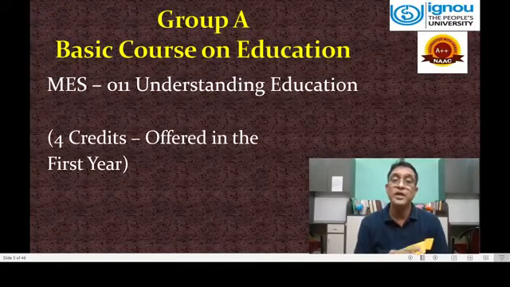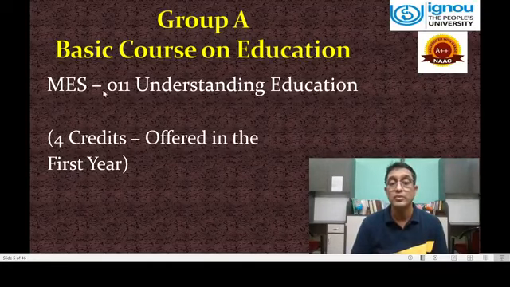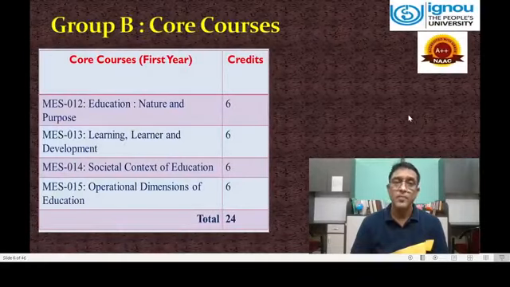In the first group, that is the basic course on education, you will find only one course. The course code is MES 011, and the course title is Understanding Education. You have to study it in the first year of this program, and this is a 4 credit course.